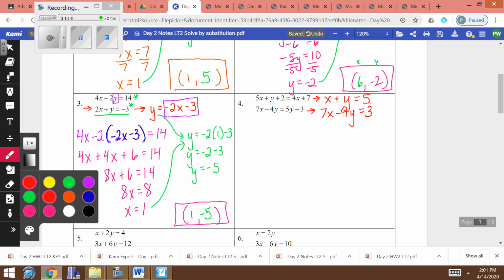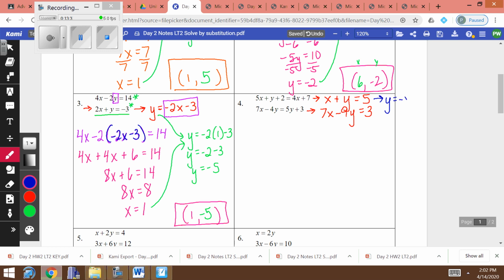Now, on this one, you have a couple different options. Do you want to get the x by itself? Do you want to get the y by itself? Totally, completely up to you. I would say both of them are equally easy on this one here. So completely your choice, whichever one you want to go with. I'm going to, I don't know, choose to solve for y.